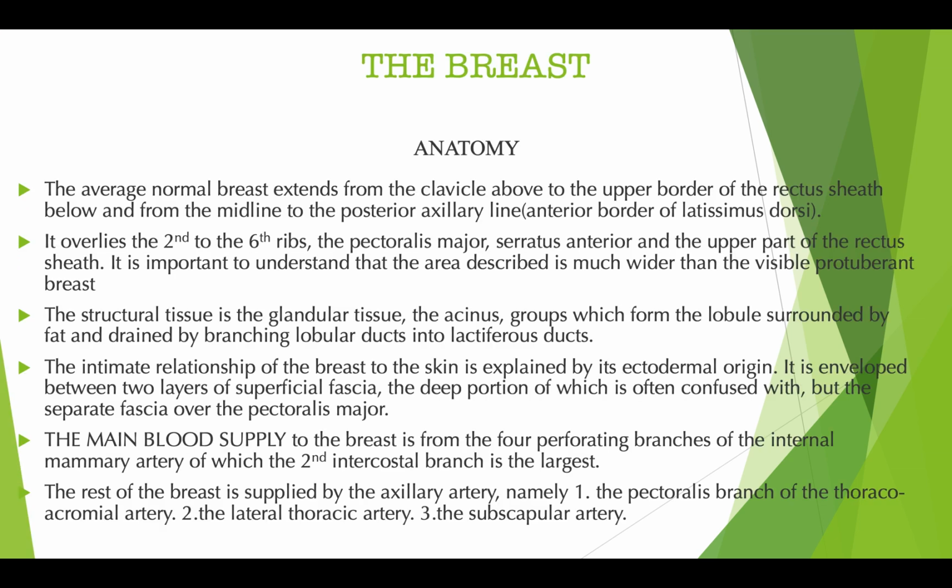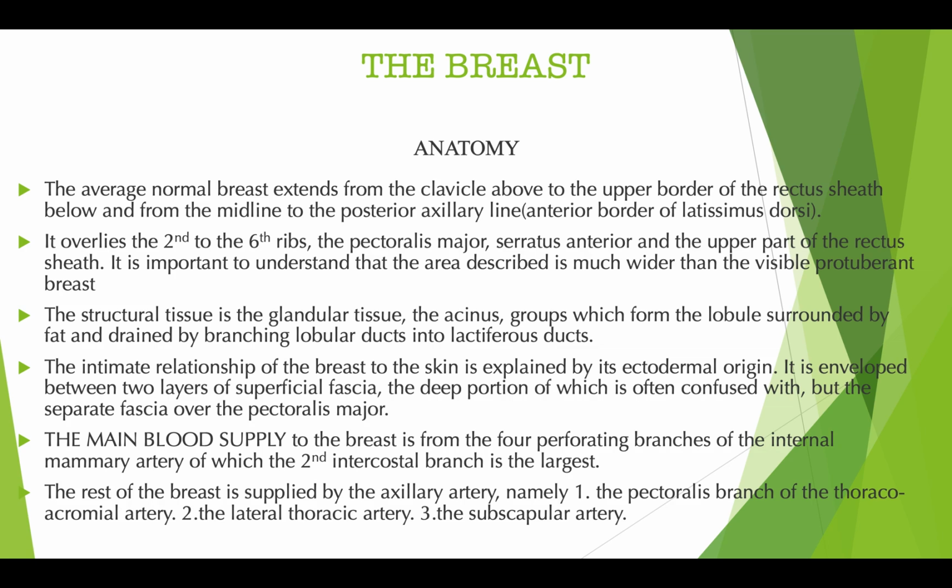So the average normal breast extends from the clavicle above to the upper border of the rectus sheath below, and from the midline to the posterior axillary line, that is the anterior border of the latissimus dorsi. It overlies the second to the sixth ribs, the pectoralis major, the serratus anterior, and the upper part of the rectus sheath. It is important to understand the area described is much wider than the visible protuberant breast.